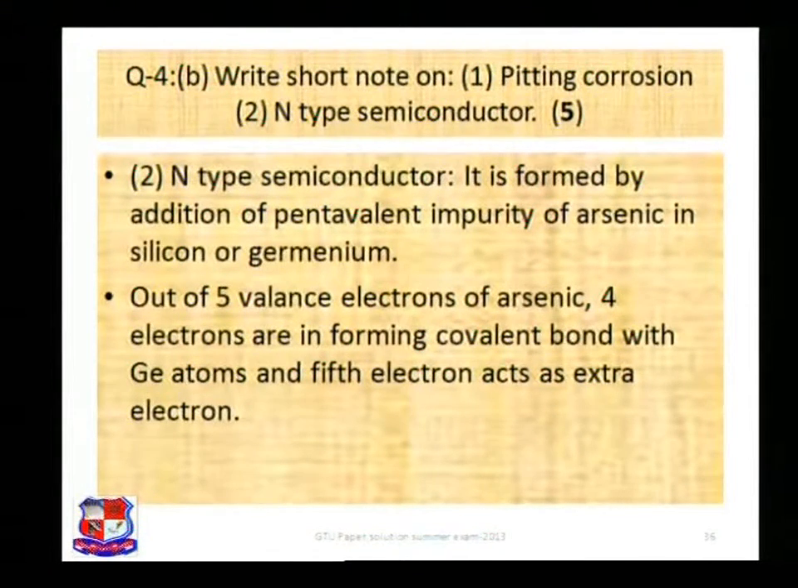Out of 5 valence electrons of arsenic, what happens? You are adding a pentavalent impurity, arsenic, in silicon or germanium. Now when you are adding a pentavalent impurity, it means it is going to have 5 valence electrons, right? So out of 5 valence electrons of arsenic, 4 electrons form covalent bonds with the germanium atoms, and the 5th electron acts as an extra free electron, and this 5th electron is responsible for the conduction of electricity.